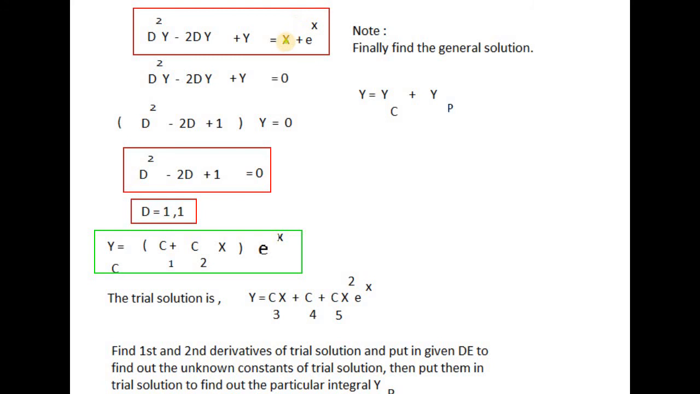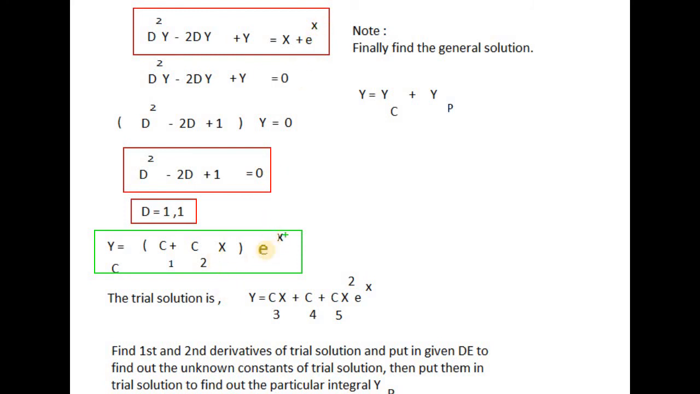So the generalized form of x is c3x plus c4. Since c1, c2 are already used here, we have to use other constants c3, c4. So c3x plus c4 is the generalized linear form of this linear expression. Now e power x, we have to generalize e power x by using constant c5 and by multiplying above.